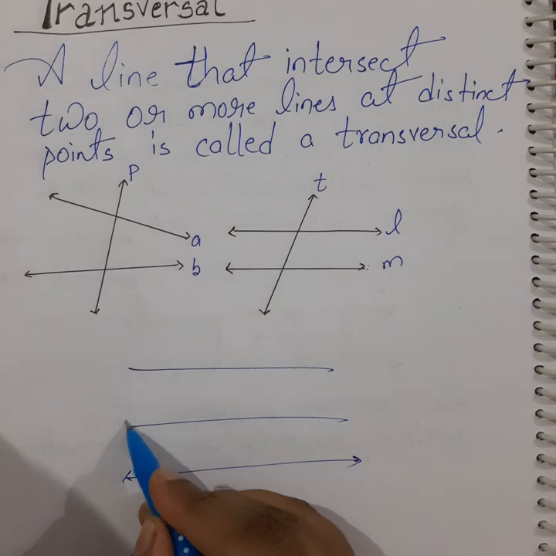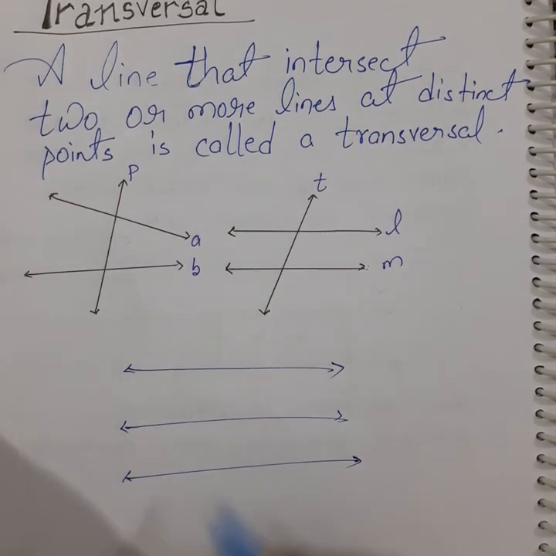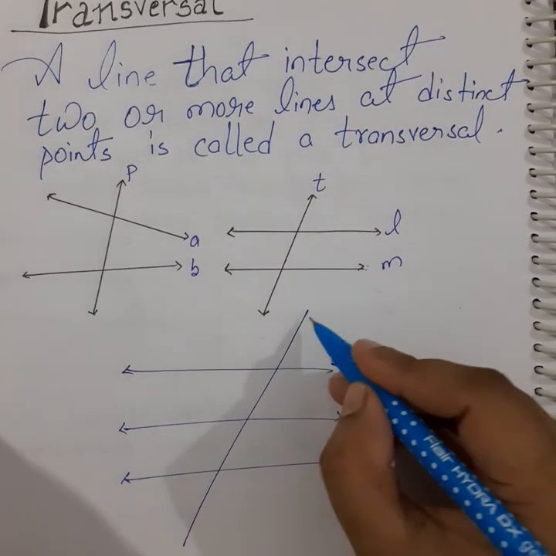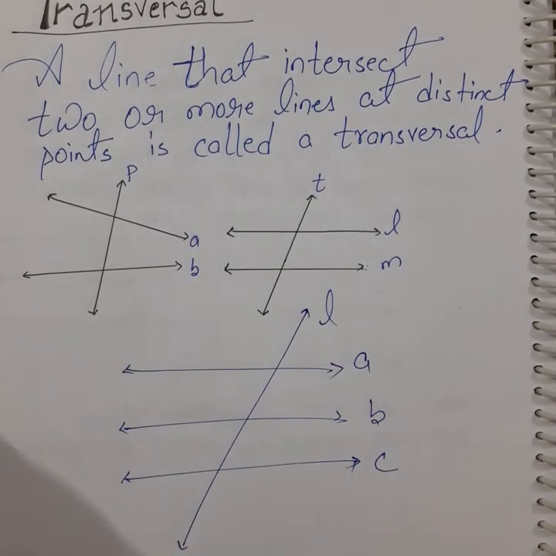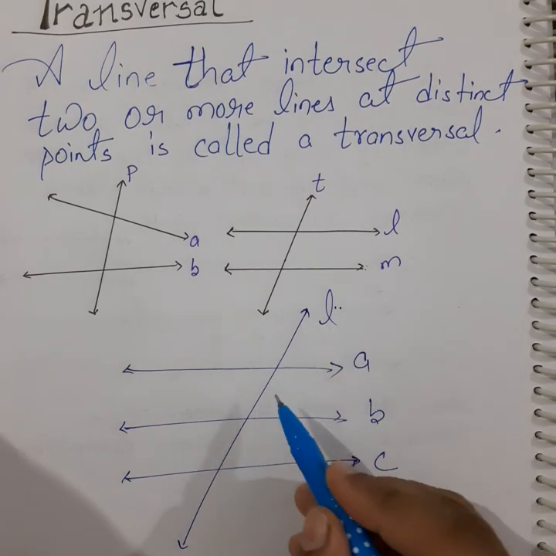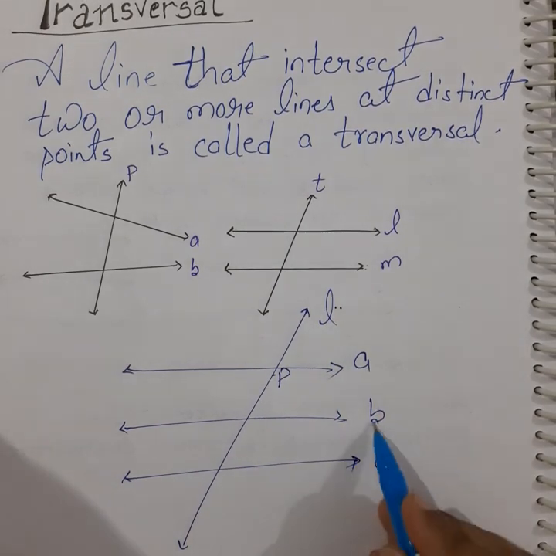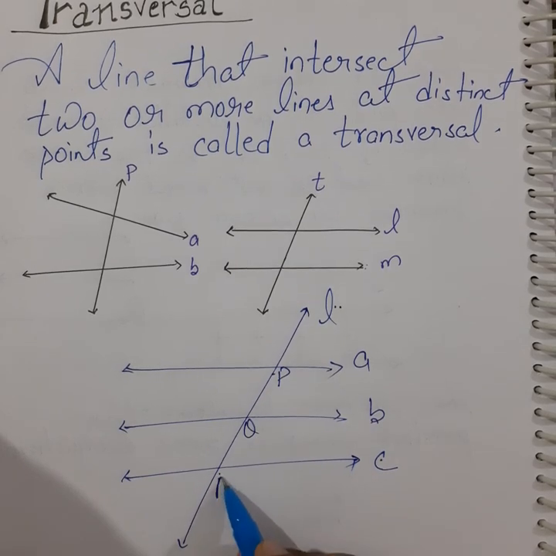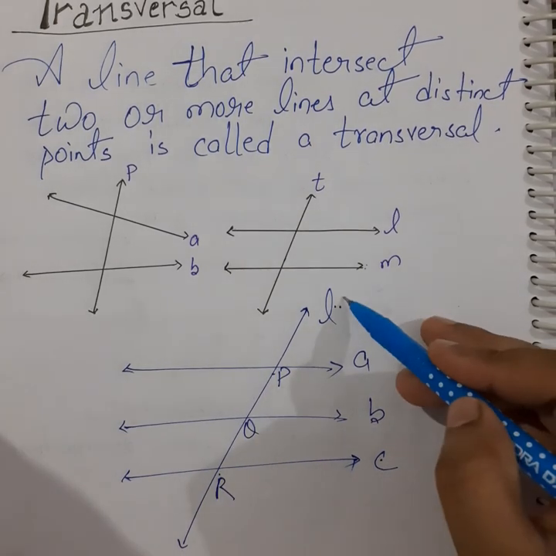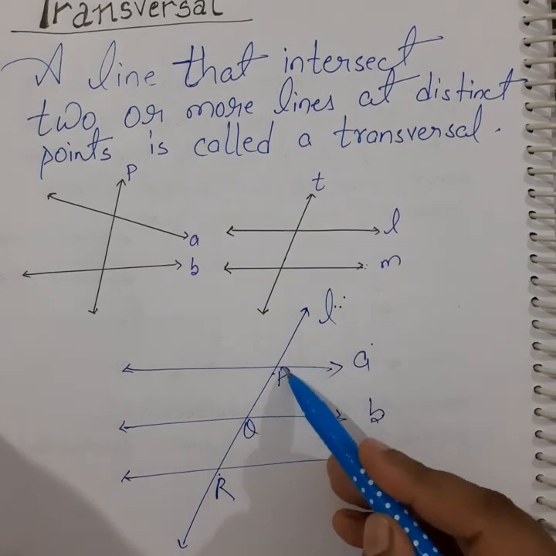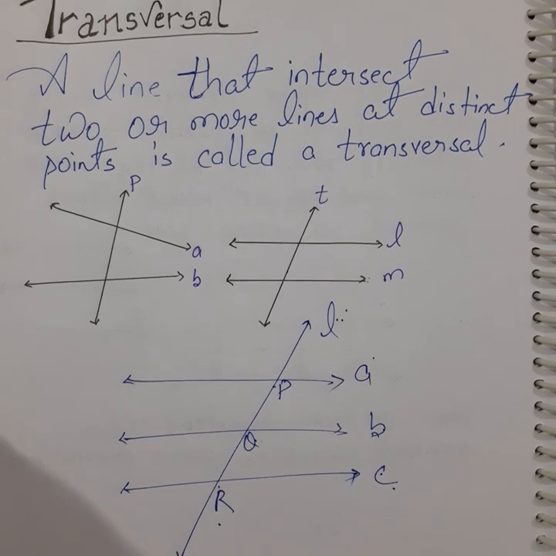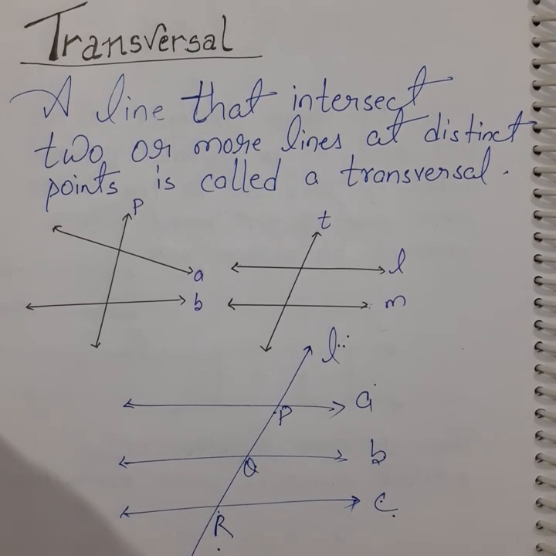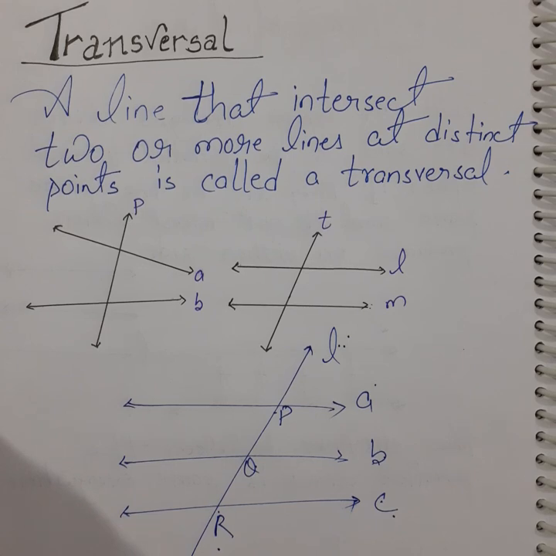Here I have three lines, and suppose this line is L, and these are A, B and C. We see that line L intersects line A at P, B at Q and C at R. So the line L intersects A, B and C at three distinct points. So line L is the transversal. A line that intersects two or more lines at distinct points is called a transversal.